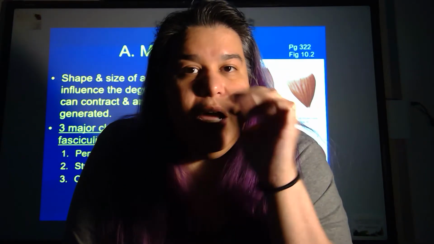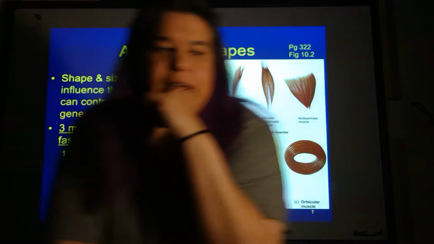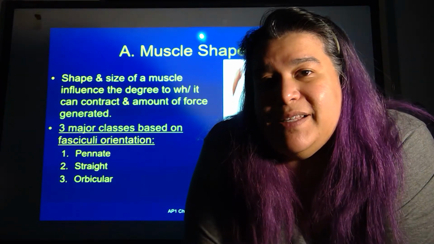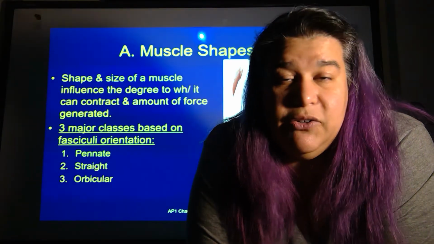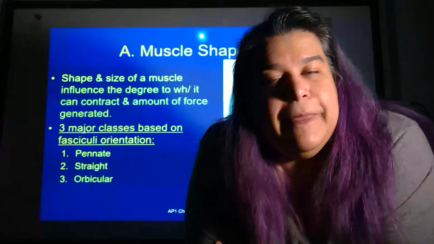So we're going to talk about three primary types of fiber arrangement. We've got pennate, which literally translated means feather. We've got straight, which literally translated means straight. And we've got orbicular. So orb.